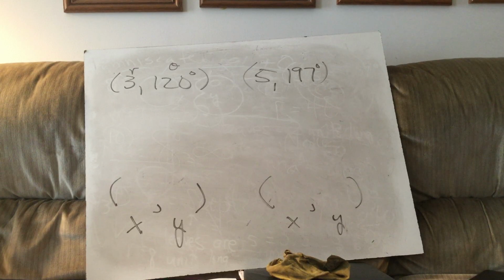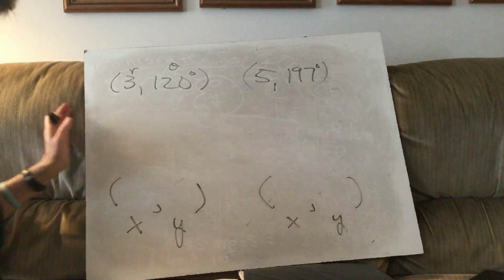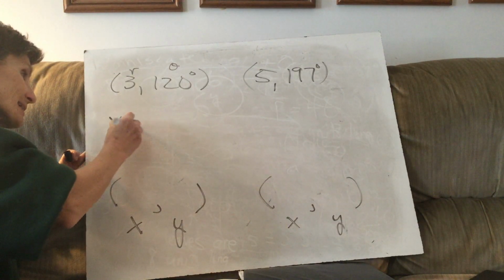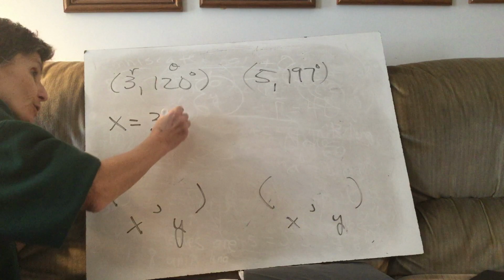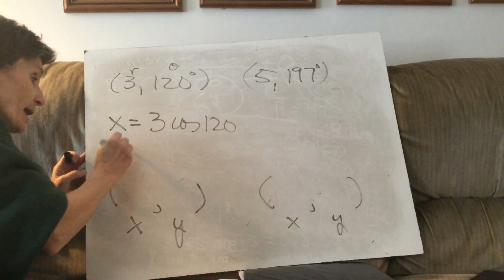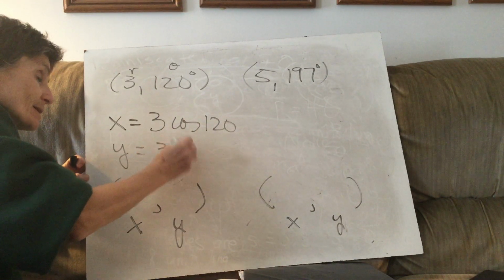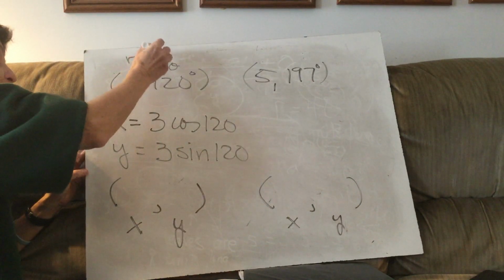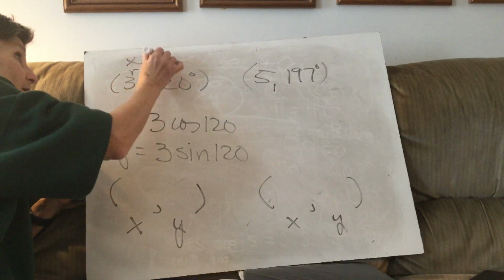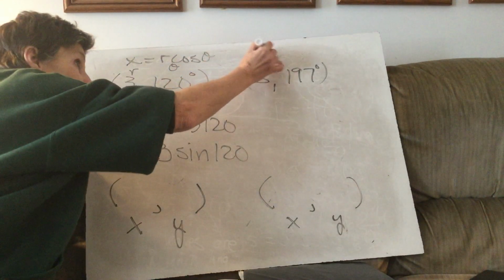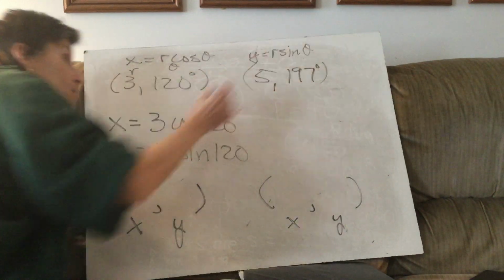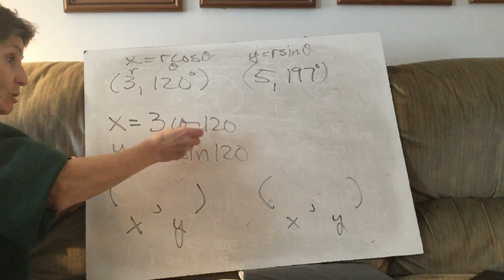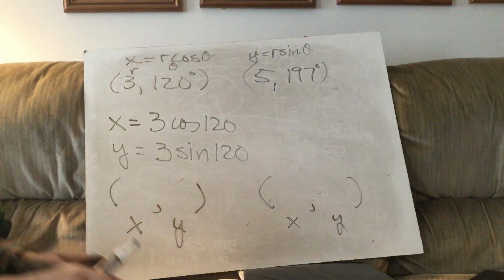Well, this is what's in your notes, hopefully highlighted, underlined, whatever, marked big time. x equals r cosine theta, and y equals r sine theta. That needs to be in your notes. x equals r cosine theta, y equals r sine theta. So anytime you are finding an x and a y, x is going to be 3 cosine, y is going to be 3 sine.